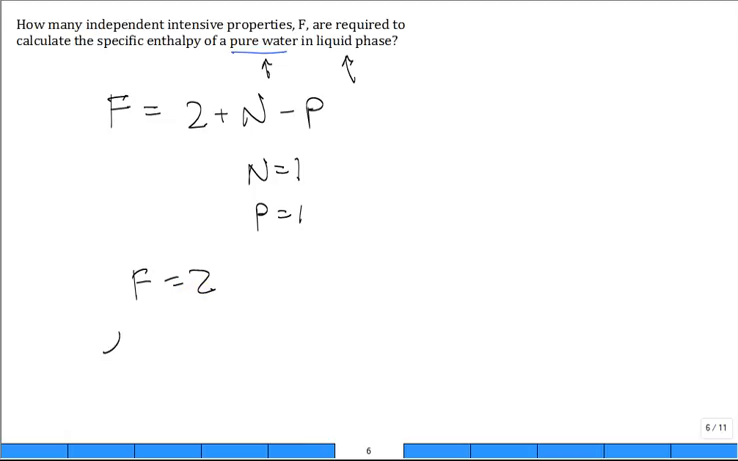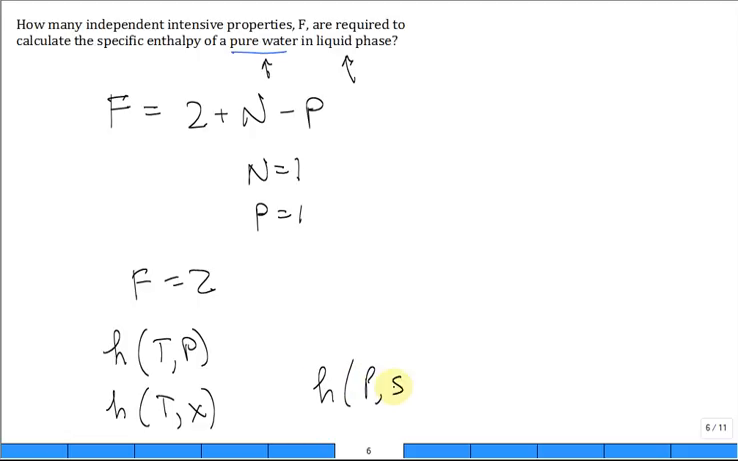If we wanted to find the enthalpy, I need 2 independent intensive properties, maybe temperature and pressure. Or maybe temperature and pressure aren't independent. Maybe it's temperature and quality. Or maybe it's pressure and entropy, whatever. But I have to have 2 independent intensive properties to fix the state. Let's apply it to another problem.